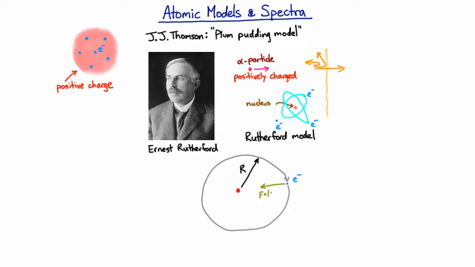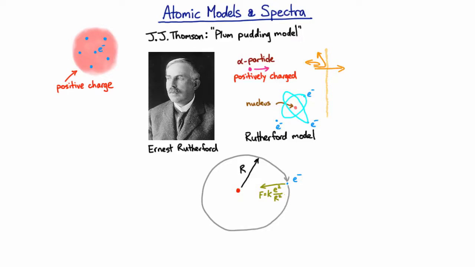It's going to be proportional to each charge. The charge of the electron is just e. The charge on the nucleus is going to be equal and opposite. And we know it's going to be attractive because we've got one positive and one negative. So it's in that direction. And we know that's going to be inversely proportional to the radius squared.